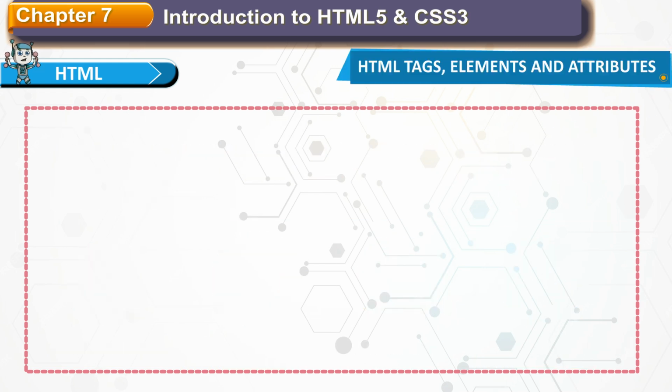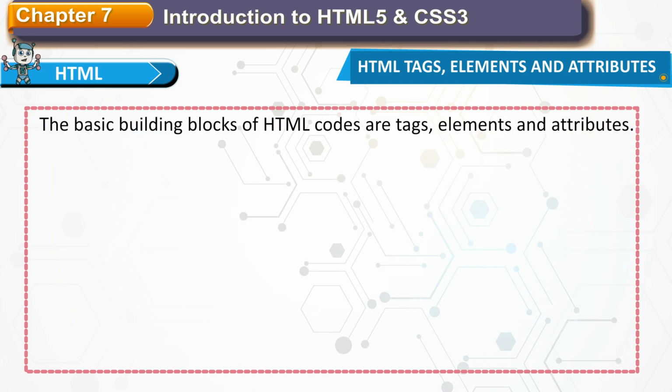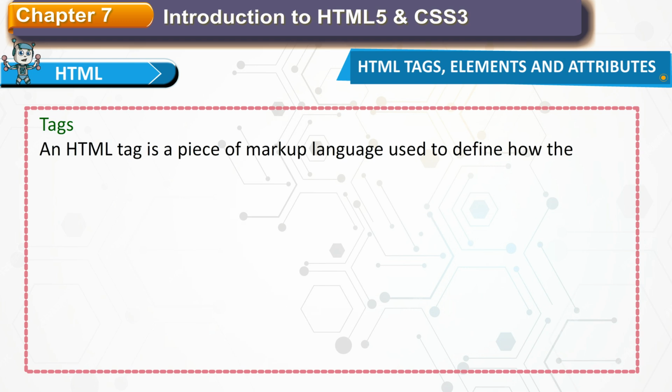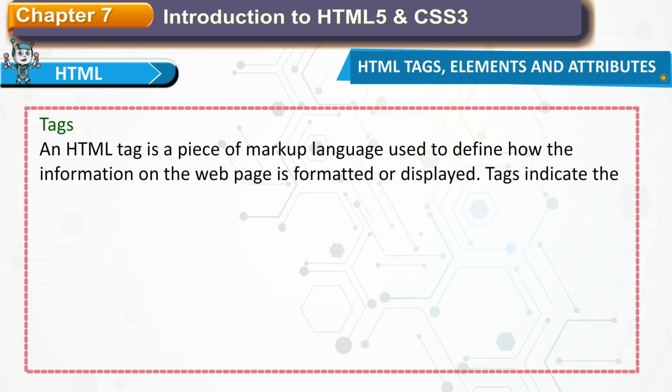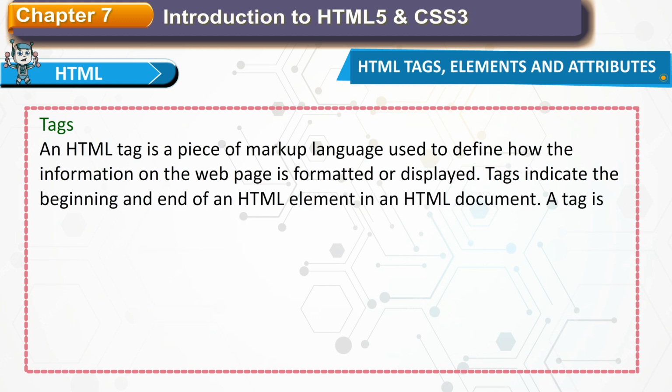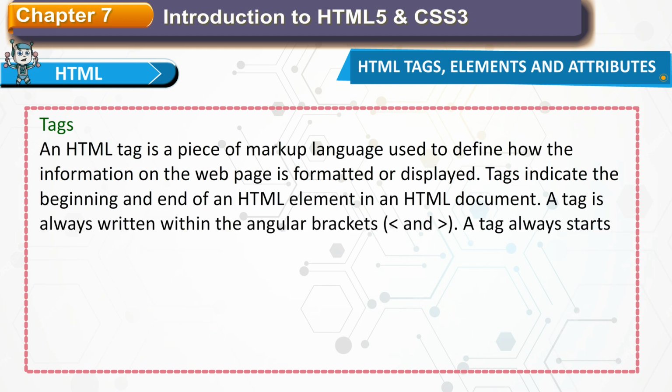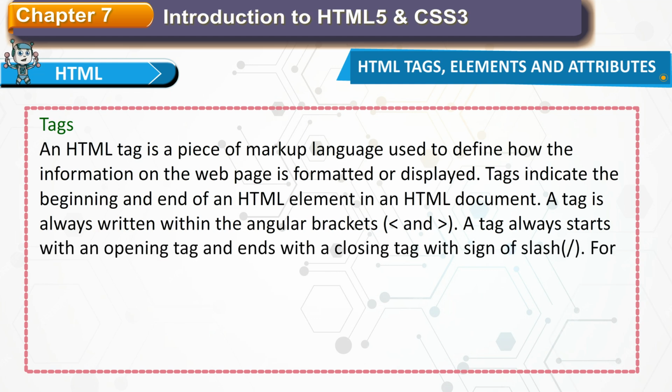HTML tags, elements and attributes. The basic building blocks of HTML codes are tags, elements and attributes. Tags. An HTML tag is a piece of markup language used to define how the information on the web page is formatted or displayed. Tags indicate the beginning and end of an HTML element. In an HTML document, a tag is always written within angular brackets. A tag always starts with an opening tag and ends with a closing tag with a slash sign.